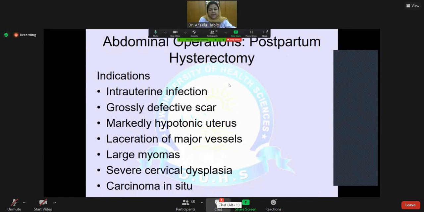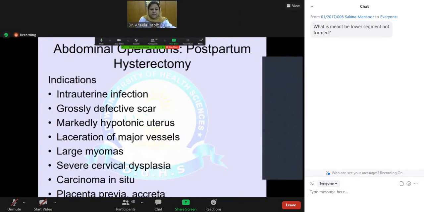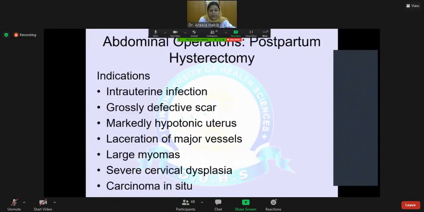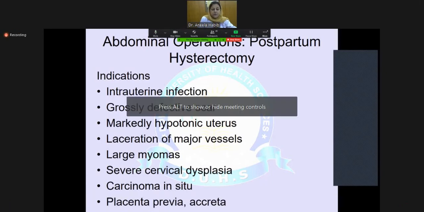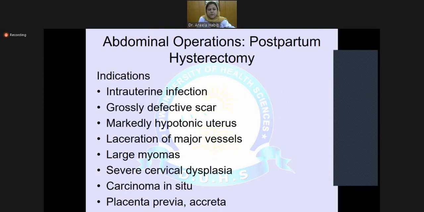And if she has completed the family. Lacerations of the major vessels, large myoma like fibroids, severe cervical dysplasia and carcinoma in situ, placenta previa or accreta: sometimes these are the indications to take the uterus out.